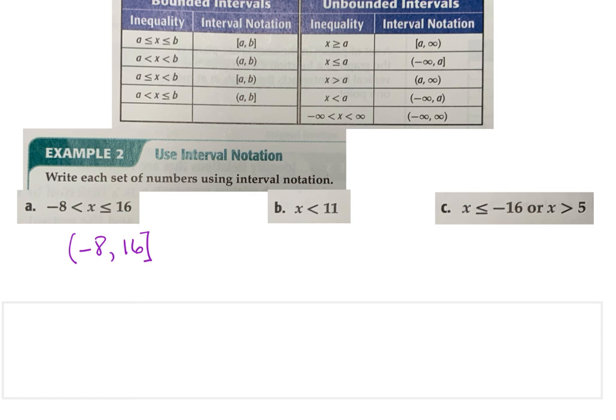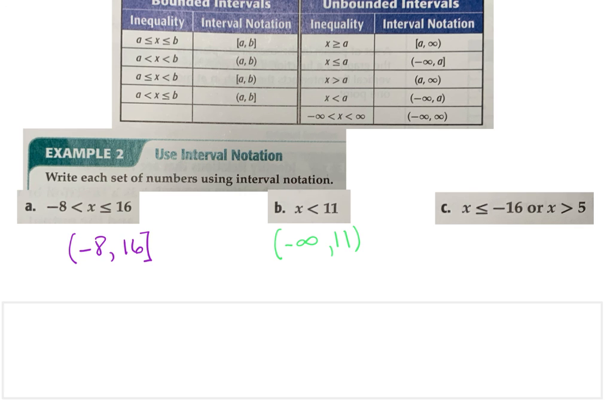All right, let's look at this one. It is less than 11. So I have 11, and everything less than 11 I'm going to represent with negative infinity. That means it's going to go on in the negative, infinite direction. Infinity is always a parenthesis. We never put a bracket there. Does this include the 11? No, so I'm going to put a parenthesis there too.